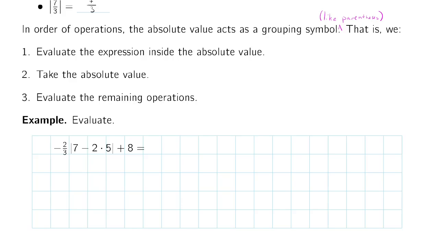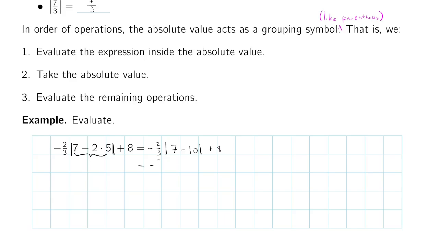So in this expression here, negative 2/3 times the absolute value of the quantity 7 minus 2 times 5, plus 8. The first thing we do is work out what's inside the absolute value. So we'll have negative 2/3 times the absolute value of, I've got subtraction and multiplication, so I'll do the multiplication first. So absolute value of 7 minus 10, plus 8.